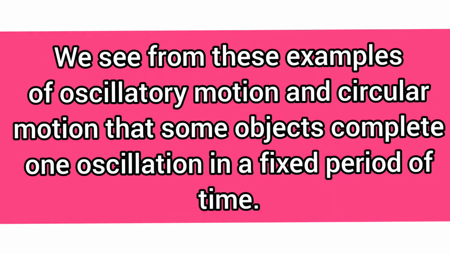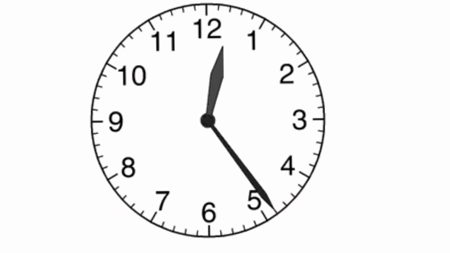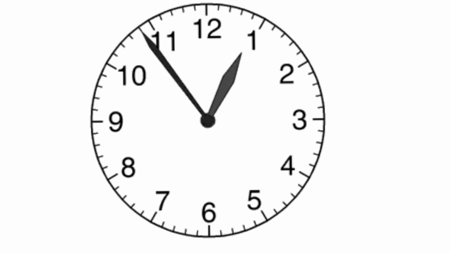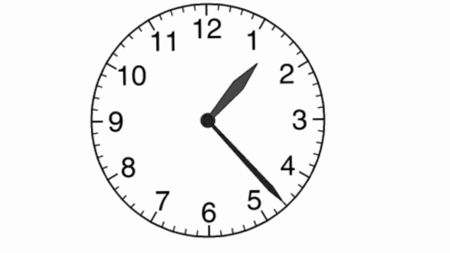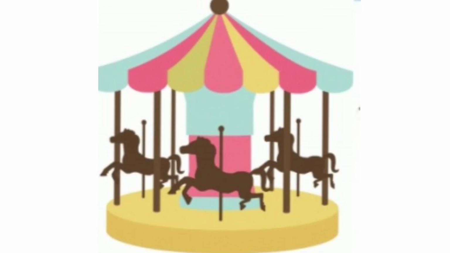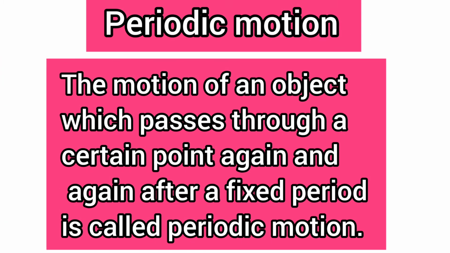For example, the minute hand of a clock completes one round in exactly 60 minutes every time, while merry-go-round also completes every round in the same period of time. Such a motion is called as periodic motion. So here we come to know the definition of periodic motion. The motion of an object which passes through a certain point again and again after a fixed period is called periodic motion.